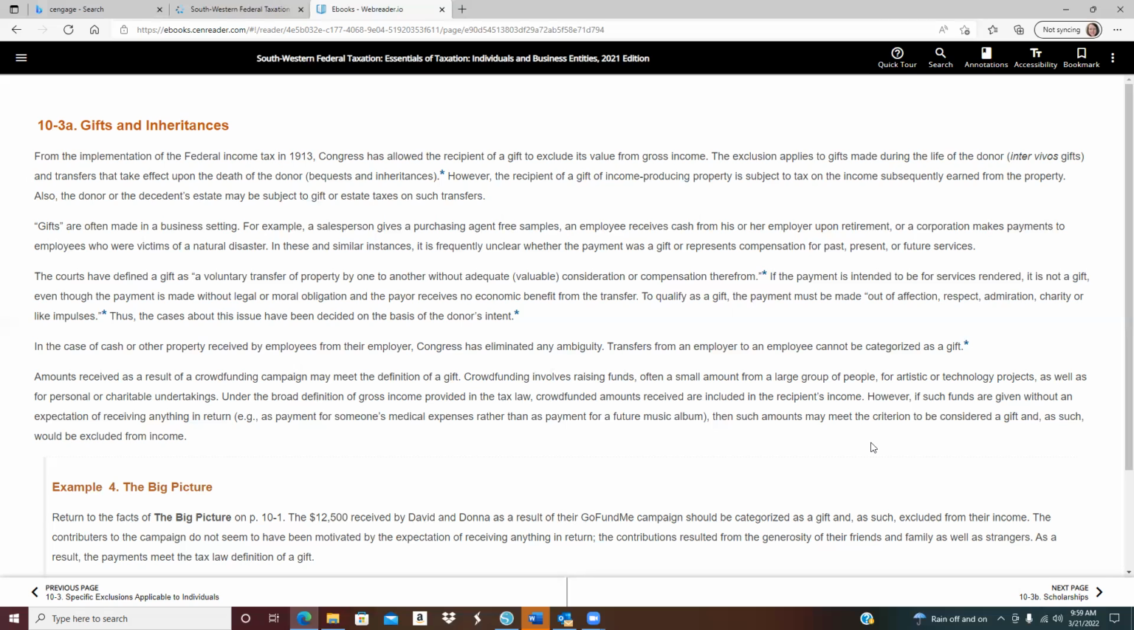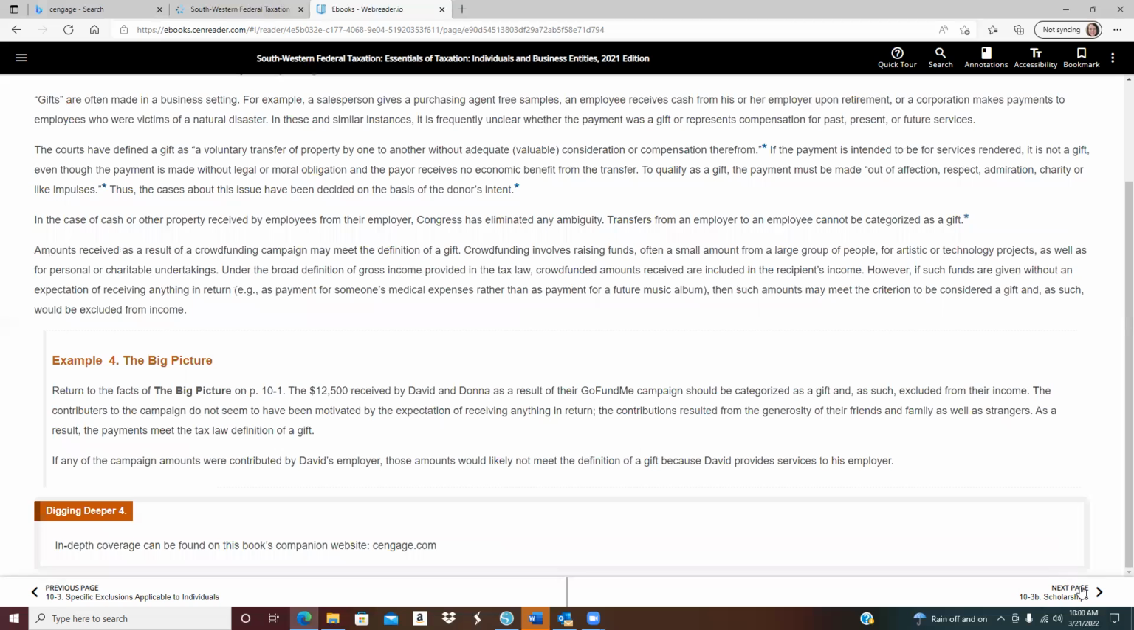Crowdfunding involves raising funds, often a small amount from a large group of people, for artistic or technological undertakings. Given the broad definition of gross income provided in the tax law, crowdfunded amounts received may be taxable. If amounts are given without an expectation of receiving anything in return, then such amounts may meet the criteria to be considered a gift, and therefore would be excluded.